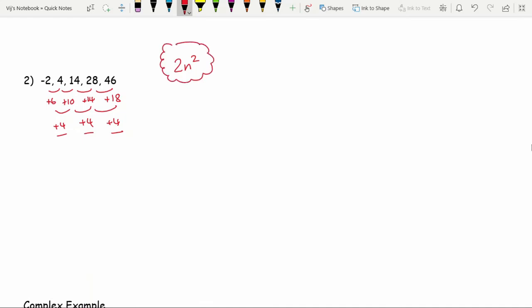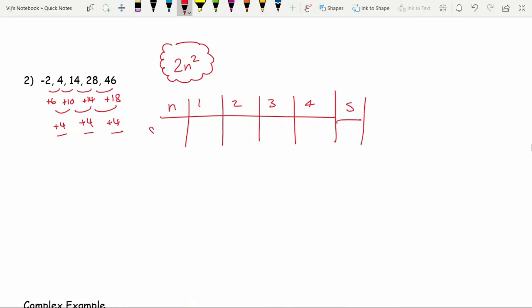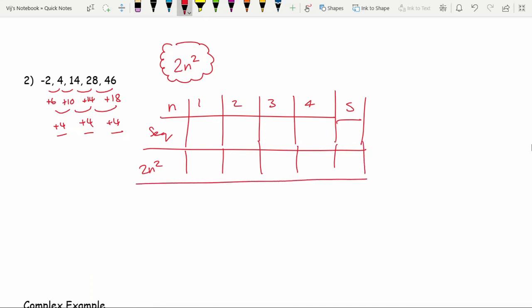So the next thing I then need to do is draw my table. So I've got n equals 1, so let's do these first. I don't know why the first line is always a little bit wonky. So we've got 1, 2, 3, 4, and 5. We've got the numbers in the sequence, and because I've got 2n squared in the formula, I then need to do 2n squared here. So filling in the numbers, I've got -2, 4, 14, 28, and 46.